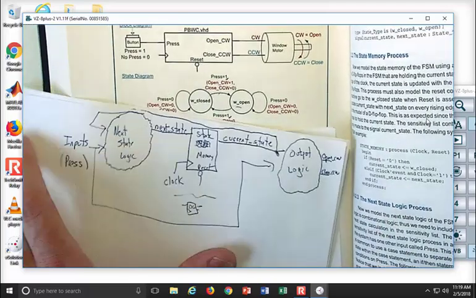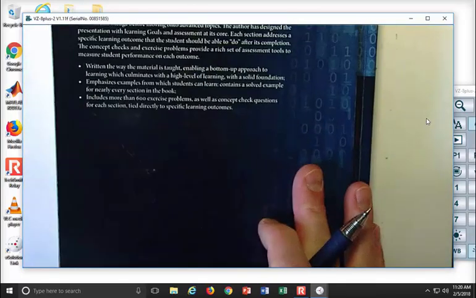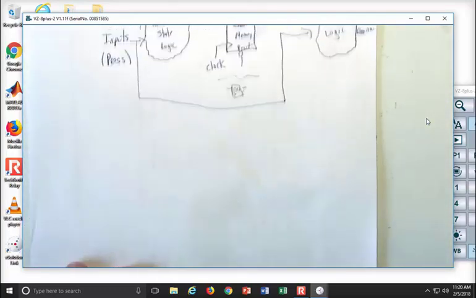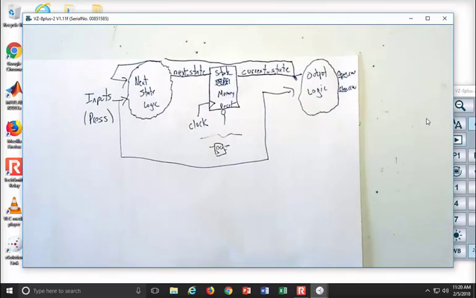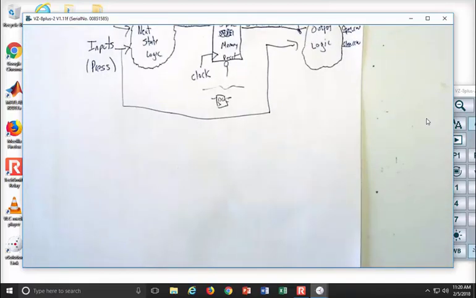Okay, why did I do that? It's because when we go to implement this thing, we have to think about how we are going to code this up. Number one, we always do a finite state machine using a 3-process model. It is the agreed upon way to create a synthesizable finite state machine. I always start with the current state.